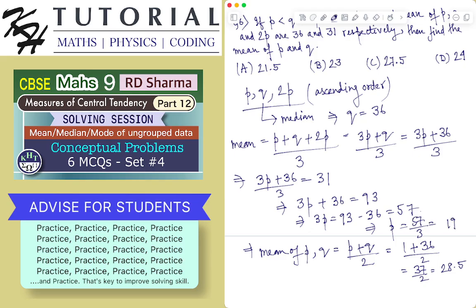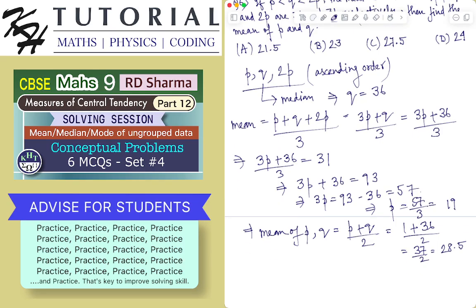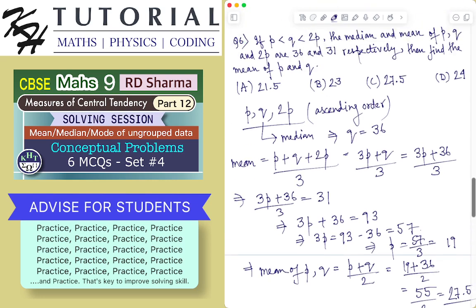So P is 19. Then the mean of P and Q is (P plus Q) by 2. We have (19 plus 36) divided by 2, which is 55 divided by 2, which is 27.5. So the mean of P and Q is 27.5, which is choice C.